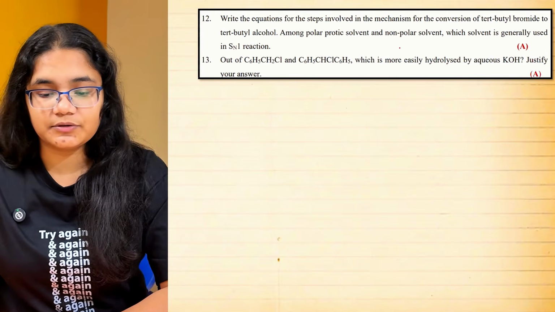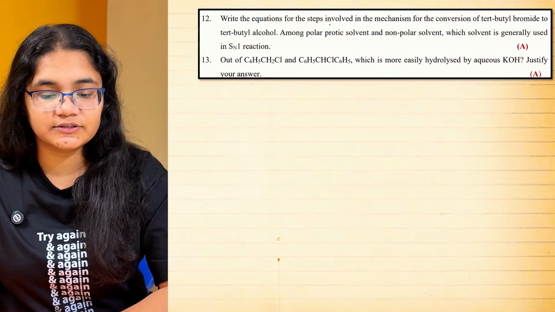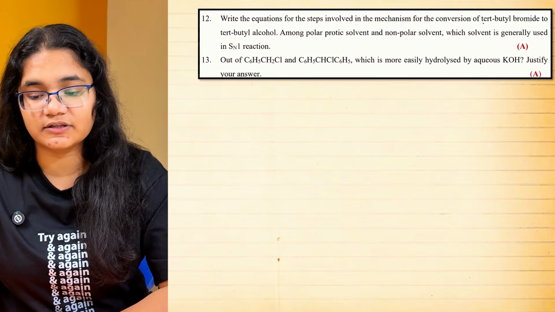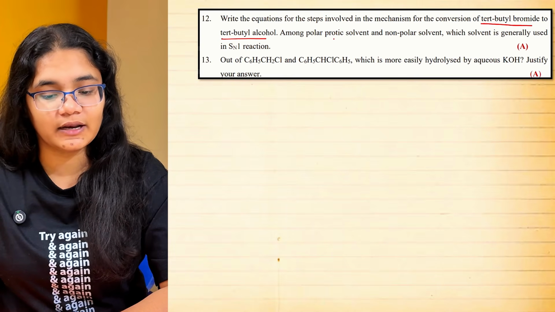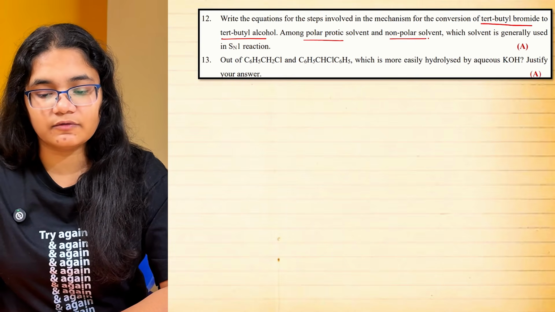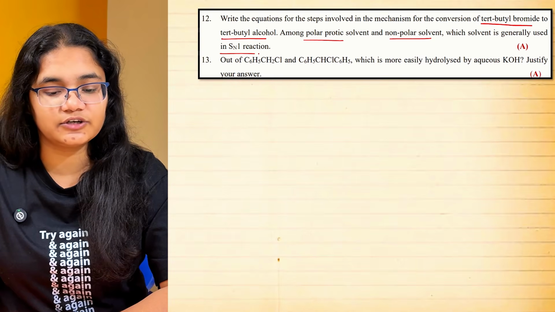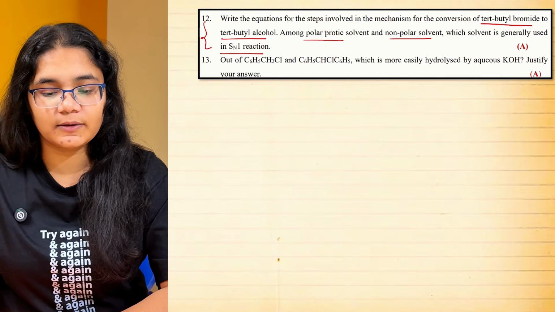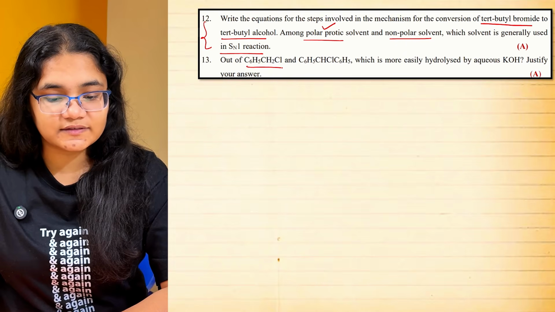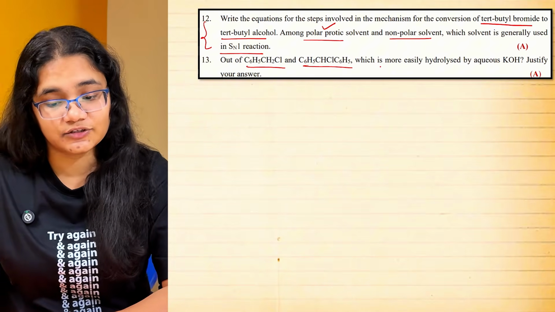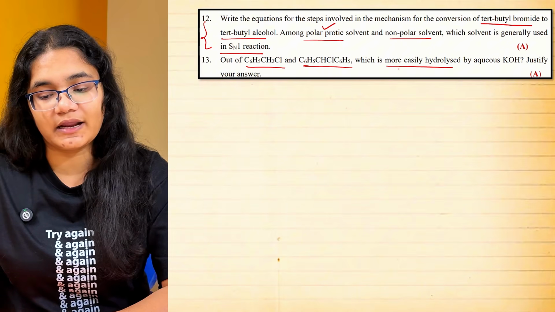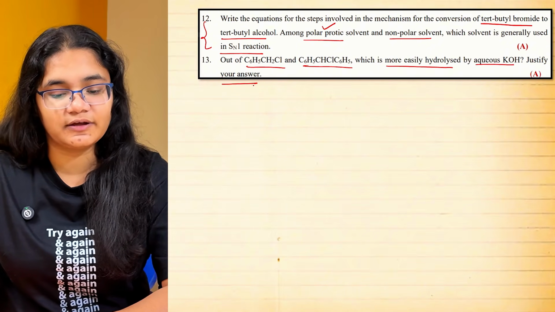Now let's move to question number 12. Write the equations for the steps involved in the mechanism for the conversion of tert butyl bromide to tert butyl alcohol. Among polar protic solvent and non-polar solvent, which solvent is generally used? Already discussed, polar protic will be used. Next, out of C6H5CH2Cl and C6H5CHClC6H5, which is more easily hydrolyzed by aqueous KOH, and justify your answer.